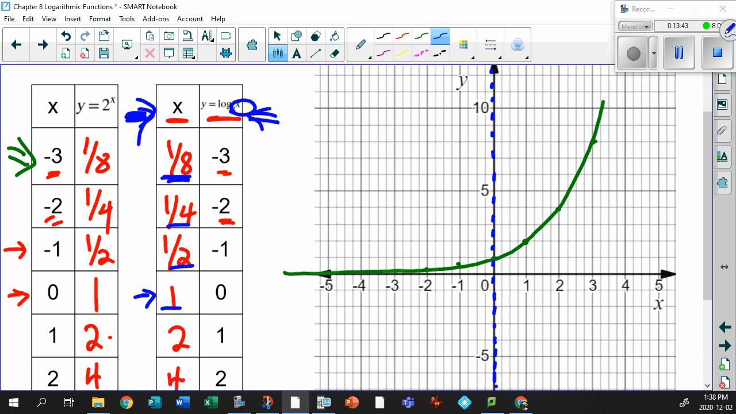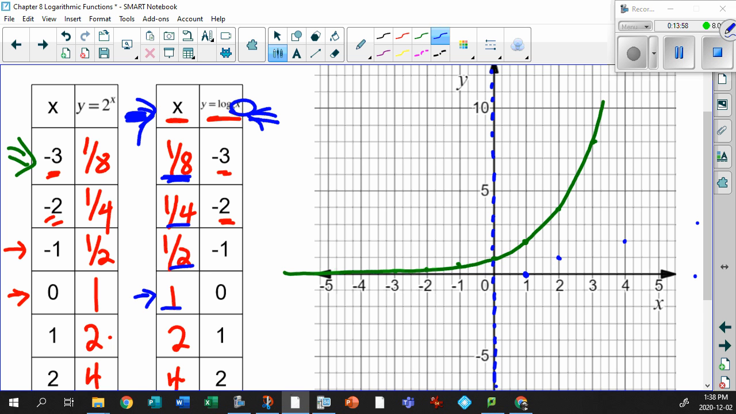1, 0. So now look at this. We got a point right there. 2, 1 right here, right? 4, 2, which is right here. And then the next one would be 8, which would be way out here somewhere, and that would be 3.